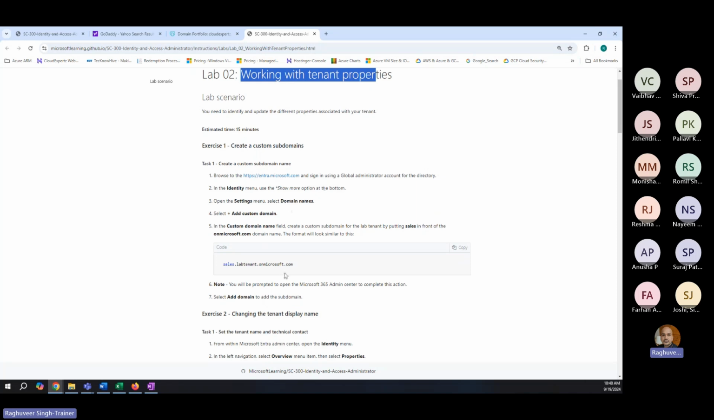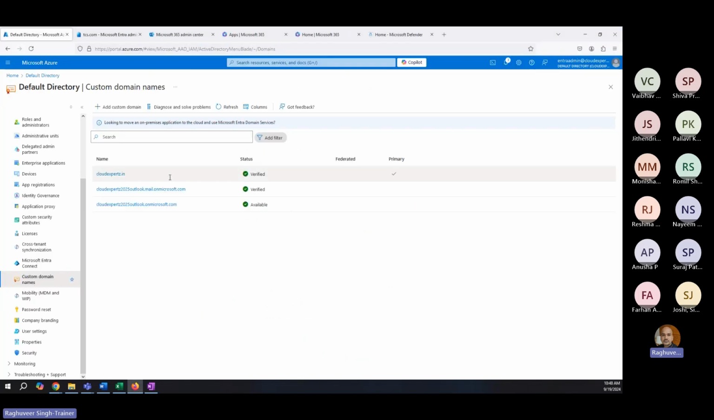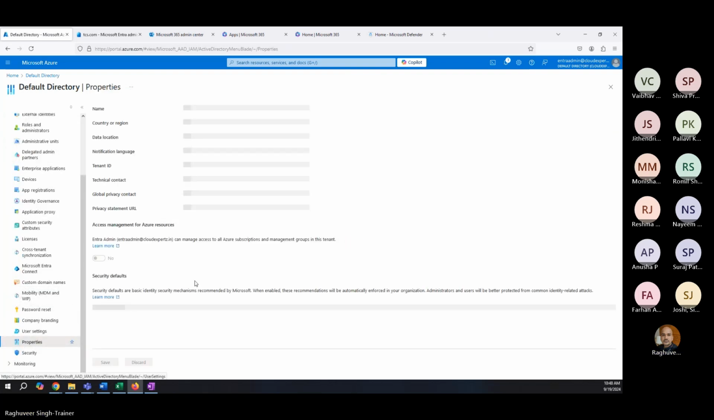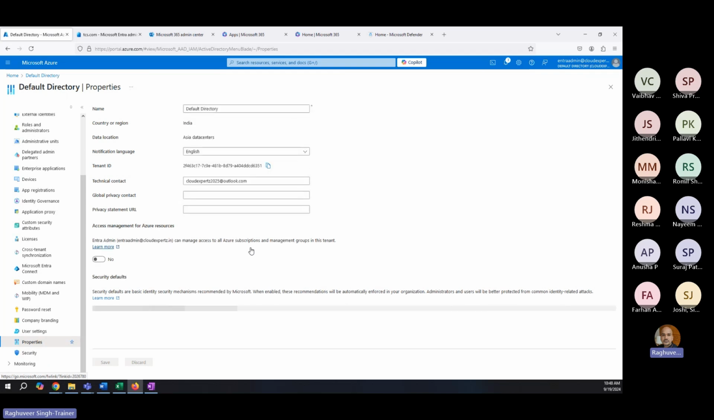So next is changing the tenant display name. This is the place where you do all the configuration. You just need to navigate to Entra, click on manage, and then at the bottom you see properties. Over here, you can fill in all the information. First information, the name of the tenant. Right now it says default directory. Doesn't look good. I can put my company name here.